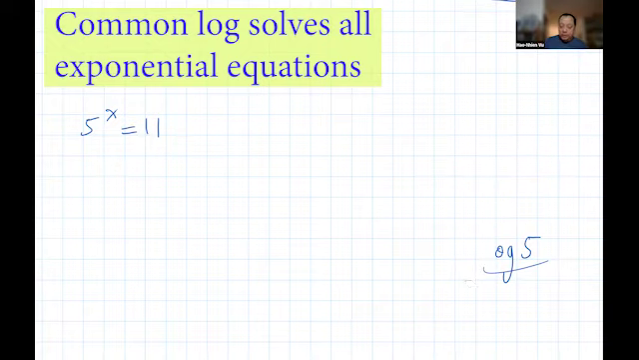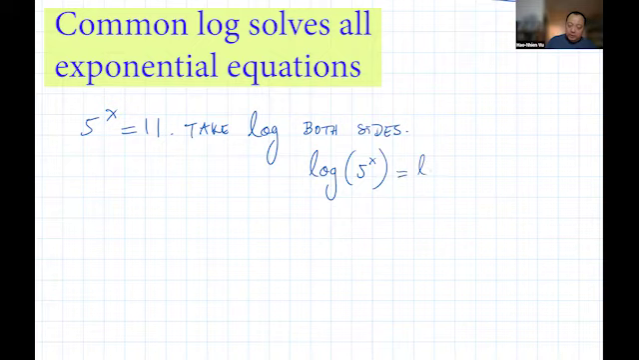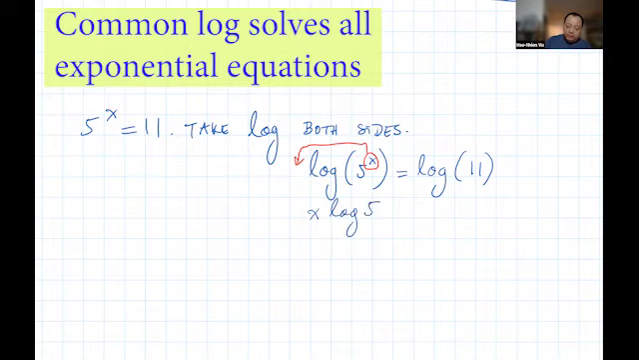In order to introduce logarithm into the equation, we'll take logarithm of both sides. On the left, we have log of 5 to the x. And on the right, we have log of 11. When you have two things that are equal and you do equal things to them, the result will still be equal. On the right, log of 11 is just a number. On the left, we have log of 5 to the x. We can move this x to the front. That makes it x log 5 is equal to log 11.